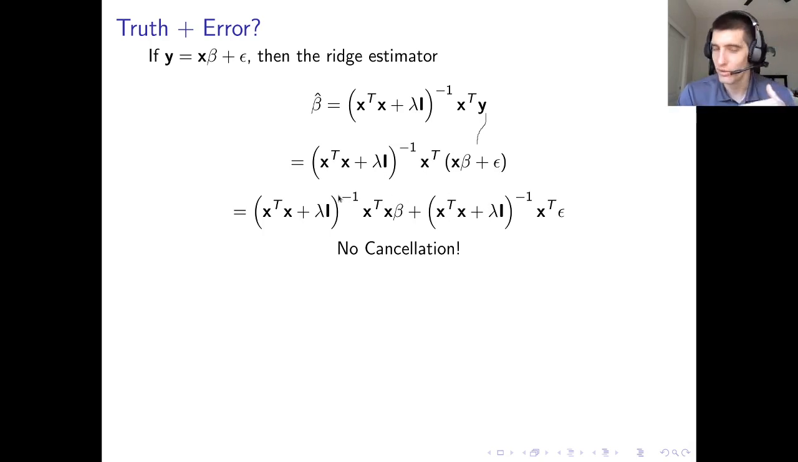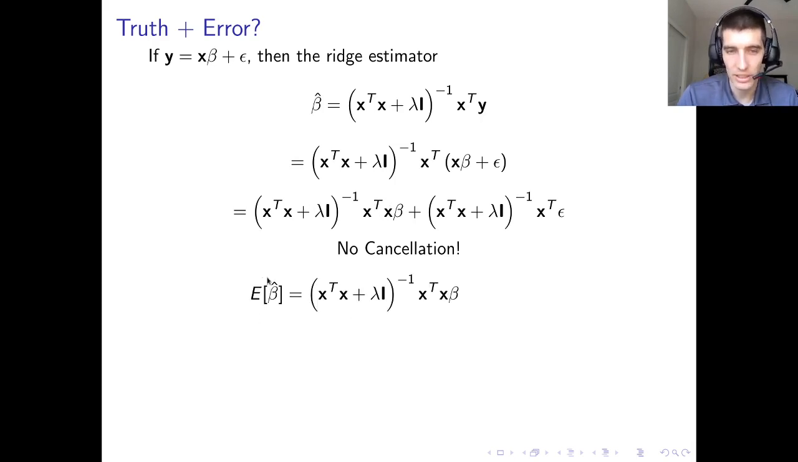But timeout. Here we see something that we did not see in the least squares setting. In the least squares setting, this term X transpose X inverse canceled with X transpose X, and so we were just left with beta hat is truth plus error. But we do not get beta hat equals truth plus error here, because beta hat is something that's not the truth plus some error. So the analysis that we have seen before fails, because this is not the inverse of this matrix.